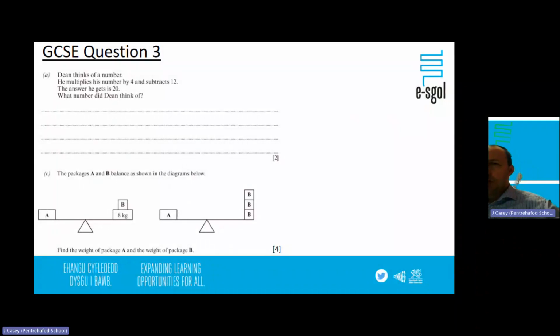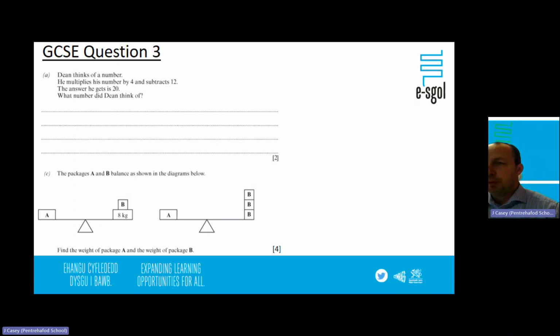Okay, so a third GCSE question. There's a bit more going on with this one, so you've got to be careful. So have a look, and we'll go through the answers just in a moment. Okay, so let's take a look.